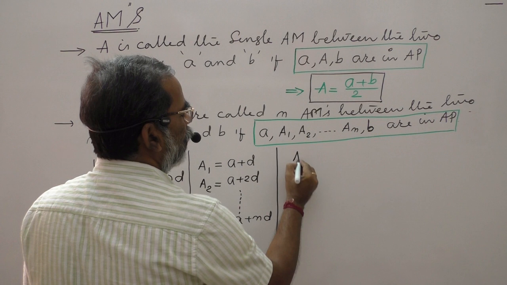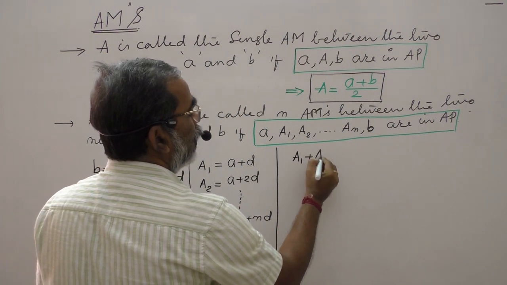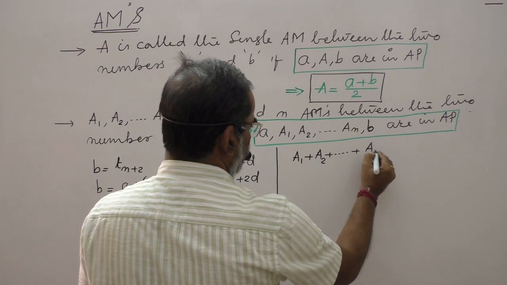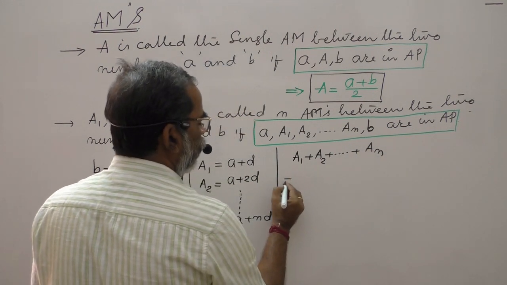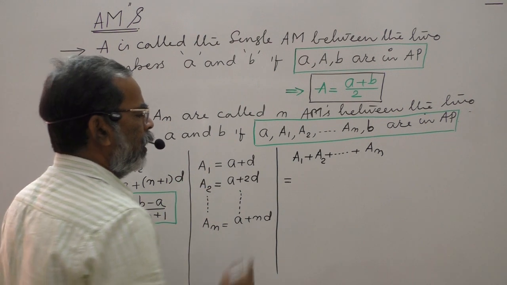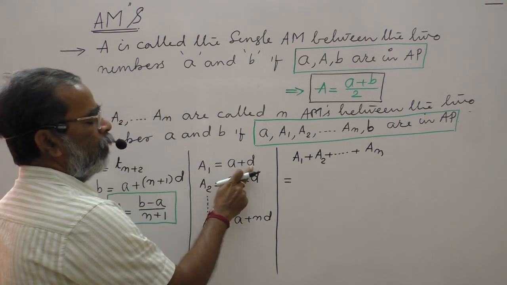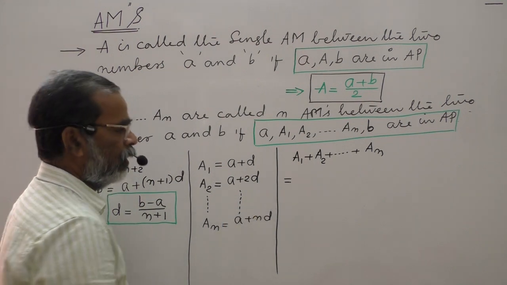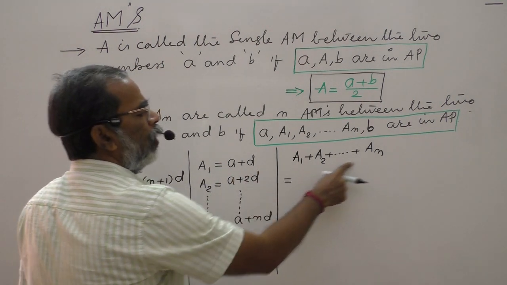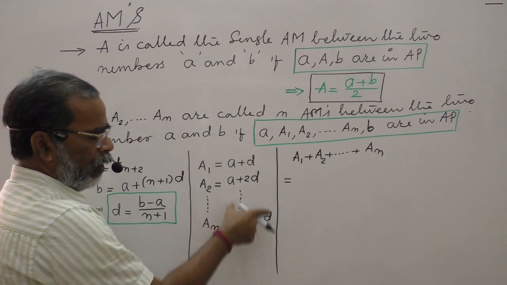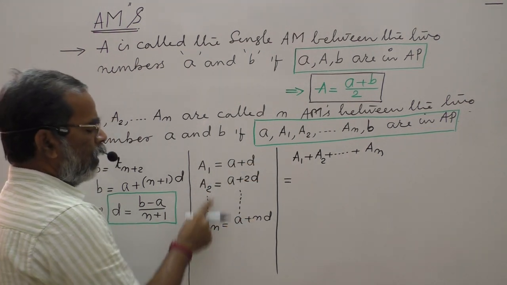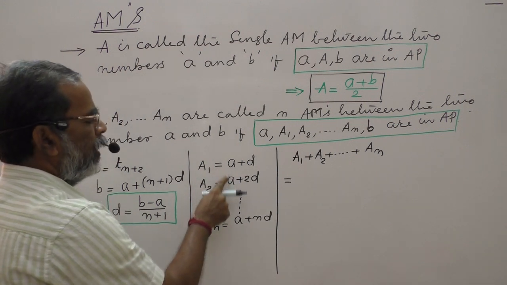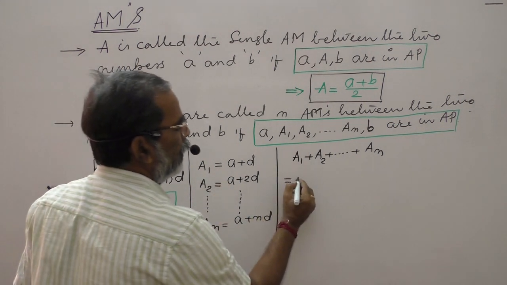We will see what the sum of these n AMs is. Let us see. I shall add all the AMs. Is there any particular property? What is A1? This is a plus d, a plus 2d, a plus 3d, a plus 4d, etc. Now I am adding all the n AMs. How many AMs are there? They are n in number. So adding a, n times, you will get na.